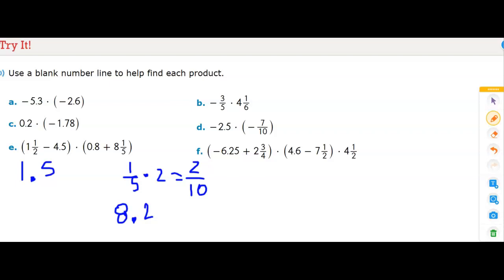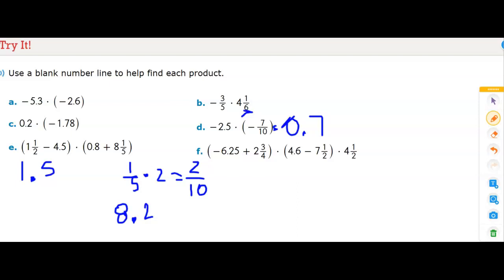Also, I want to show you there is negative 7/10 here. As a decimal, that would be 0.7, simple, negative 0.7. And 1/6 here. Okay, so they're both fractions.